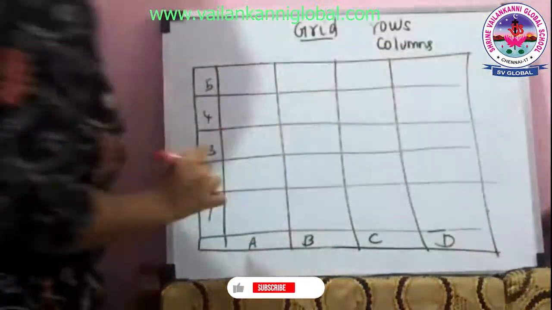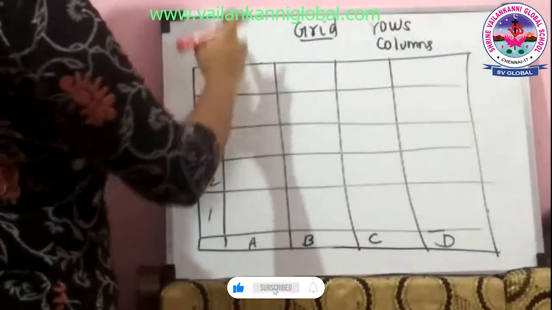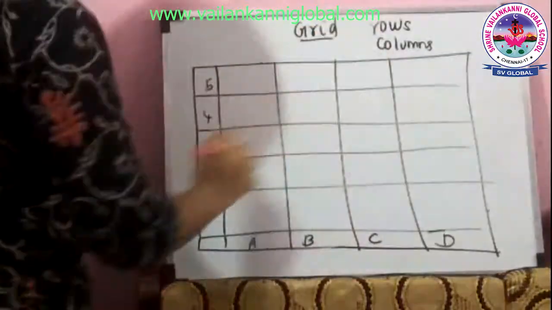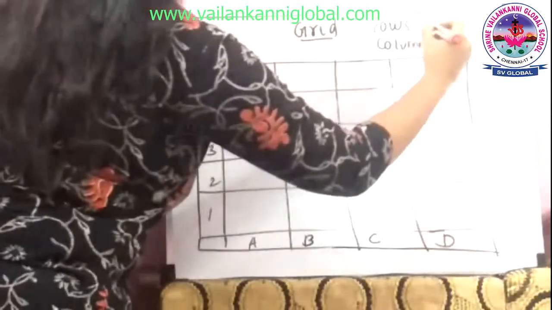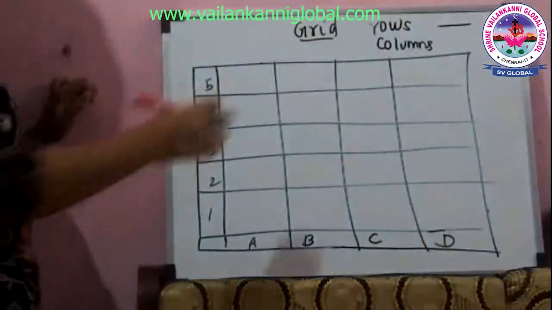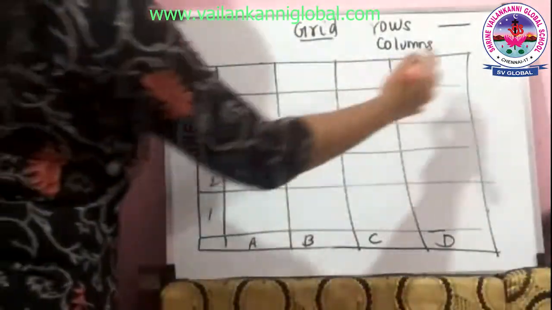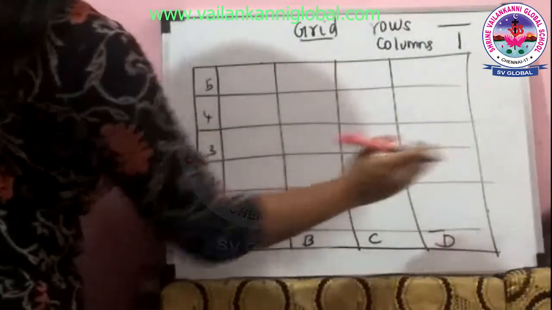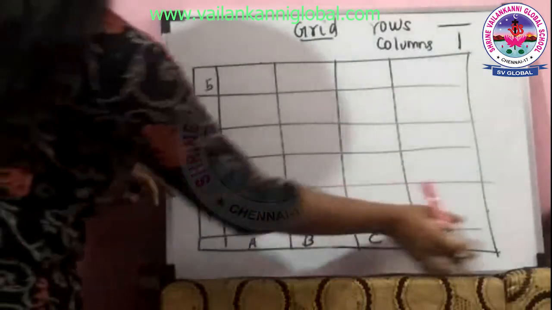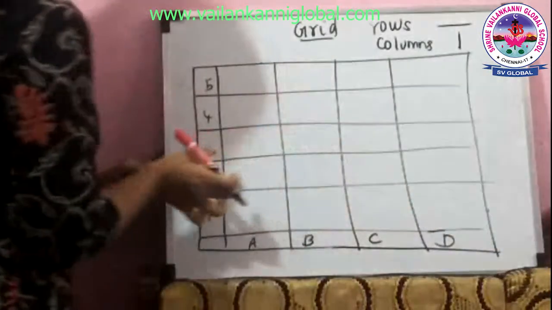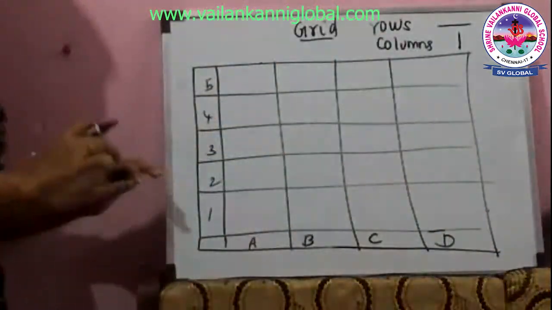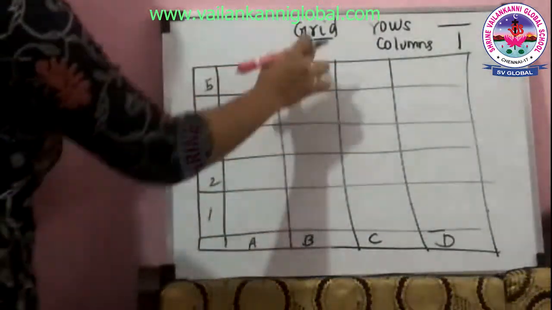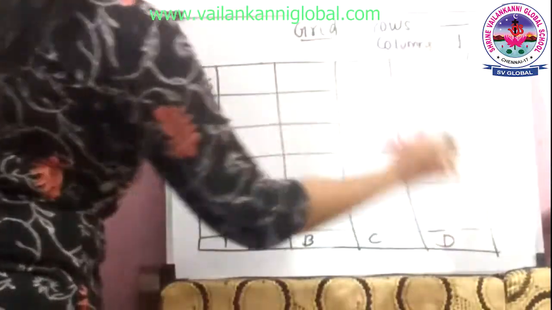What is the meaning of rows? I told you, in a grid there are standing lines and sleeping lines. Rows are the sleeping lines, whereas columns are the standing lines. So sleeping lines are these. This is one row, this is another row, this is another row, and this is another row. What about columns? They are standing lines. So this is one column, this is one column, this is one column, and this is one column.